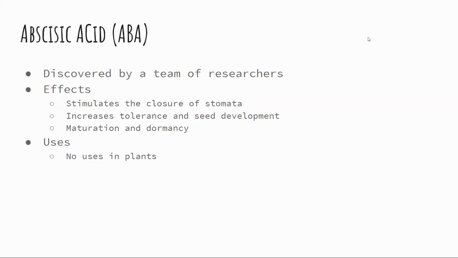Abscisic acid was discovered by a team of researchers. Effects: it stimulates closing of the stomata, increases tolerance, and seed development, maturation and dormancy are also increased. Uses, there are no uses for this in plants, as this is something that plants are going to do to the point that they need to naturally.